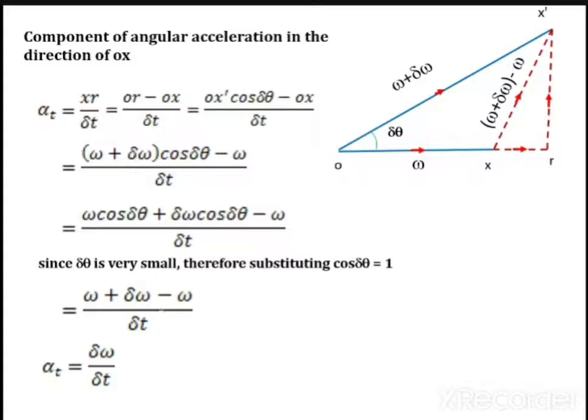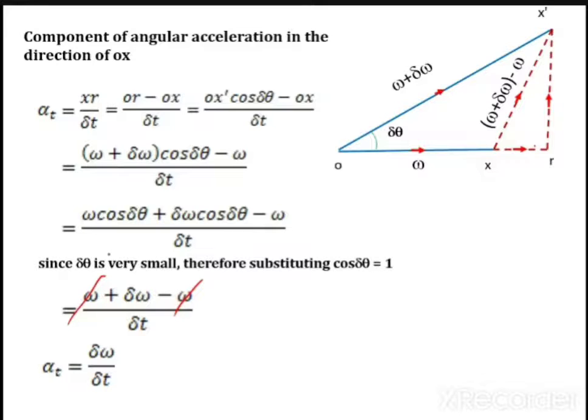So from this, omega and omega will get cancelled, and you will get alpha t, that is the tangential component of angular acceleration in the direction of OX. Alpha t is equal to del omega upon del t. So this alpha t is nothing but del omega upon del t.